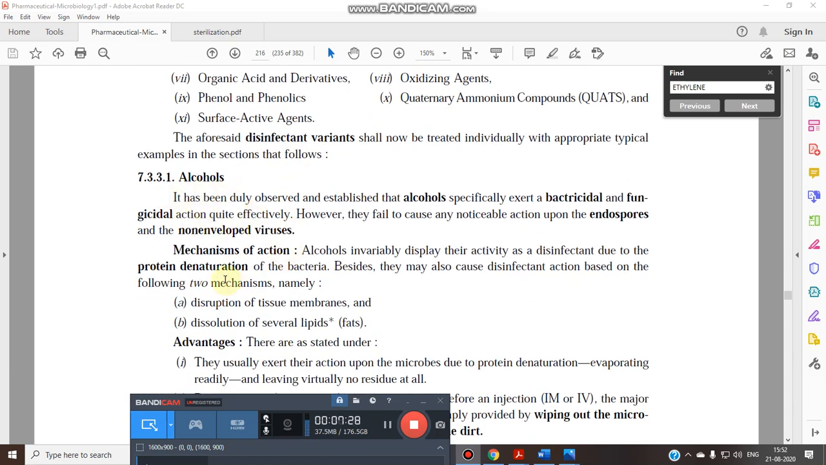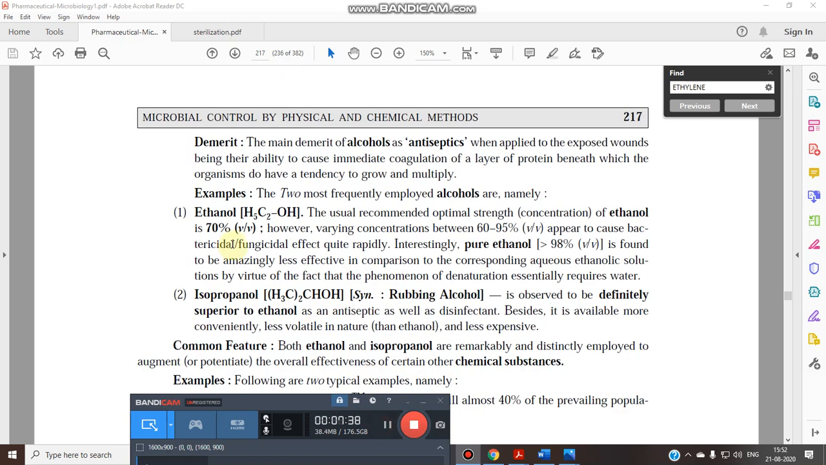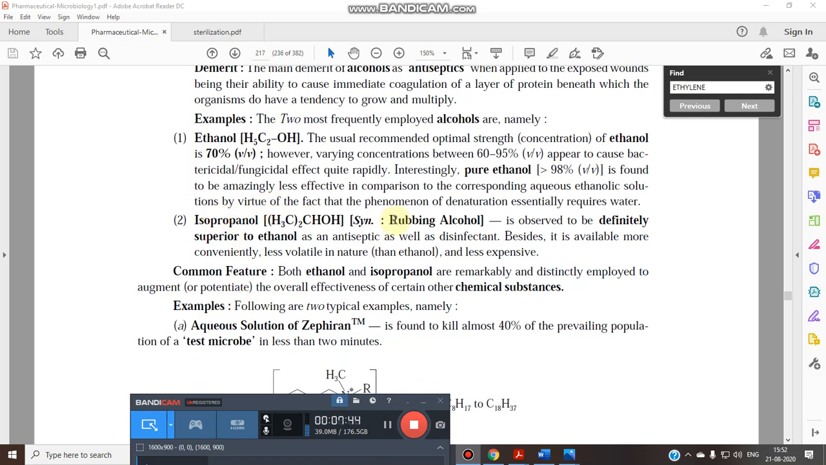First is alcohol. Yes, the mechanism of action is disruption of the tissue membranes and dissolution of the fats or lipids of the microorganisms. Yes, we have completed this. A 70% concentration is very useful. IP is also used, also known as rubbing alcohol, isopropanol.